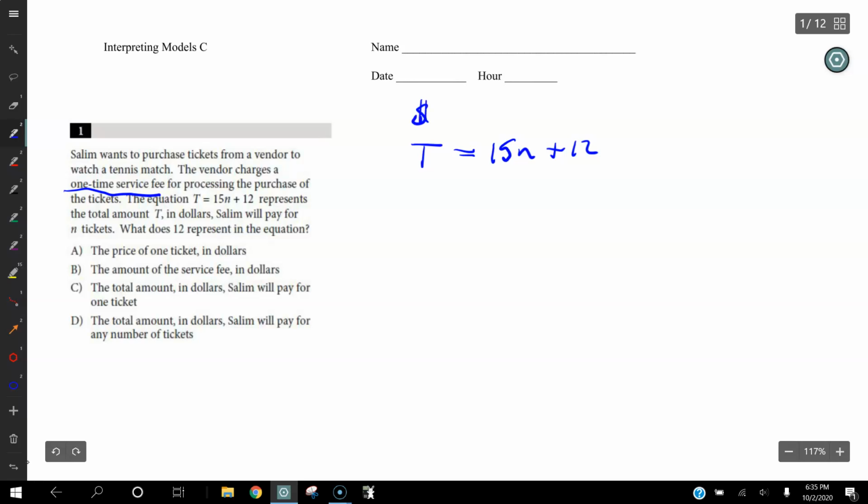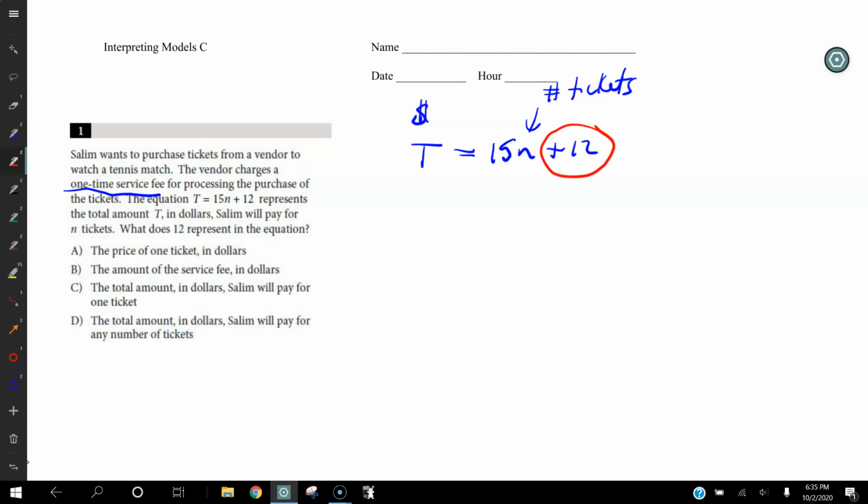And T is the total dollars, and N is the number of tickets that they buy. So if you notice, the $12 there is by itself. It doesn't matter how many tickets you buy, so that represents the one-time service fee. The $15 must be per ticket. So 12 is the service fee. It looks like the correct answer here would be B. Typically this y-intercept over here is a flat fee or a one-time fee.